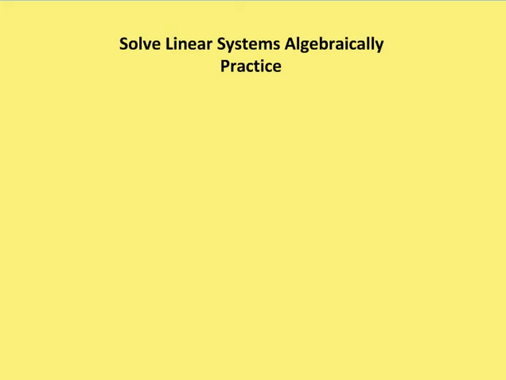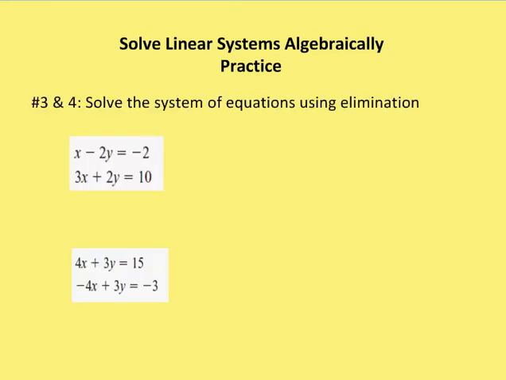In this edition of Aughton Math, we are going to work on some problems solving linear systems algebraically using two methods, one a substitution method and the other elimination method. So we got four problems to do. Let's get started. Let's start on 1 and 2.